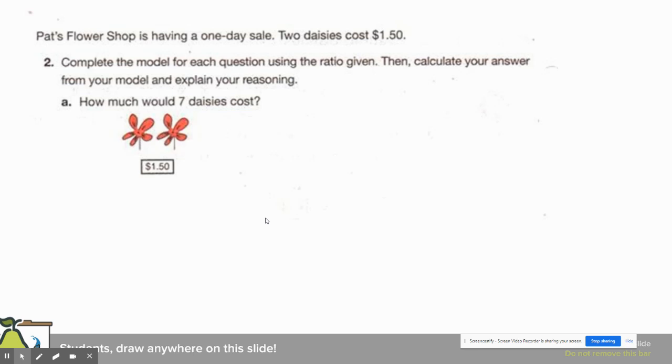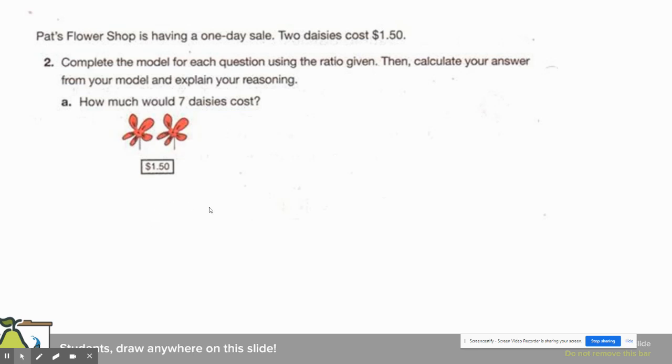Now, it's going to ask you a different one. Complete the model for each question using the ratio given, then calculate your answer. How much would 7 daisies cost? In an ideal world, you draw 2 more for $1.50, 2 more for $1.50. Then what I hope the students see at school is I would draw 1 daisy to get to 7.